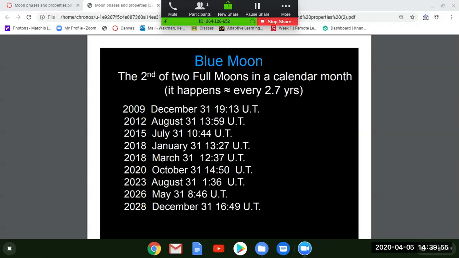Now, it's not going to look blue. Why it's called a blue moon, we're still not sure. Sometimes the moon looks a little bluer than others because of the atmosphere, but it's not because it's the second full moon in the calendar month. That doesn't make any sense. So it's called a blue moon, and they say, hey, if something happens once in a blue moon, it just means it's rare. Because a month with 2 full moons is pretty rare, every 2.7 years. So the next one is this year, October 31st.